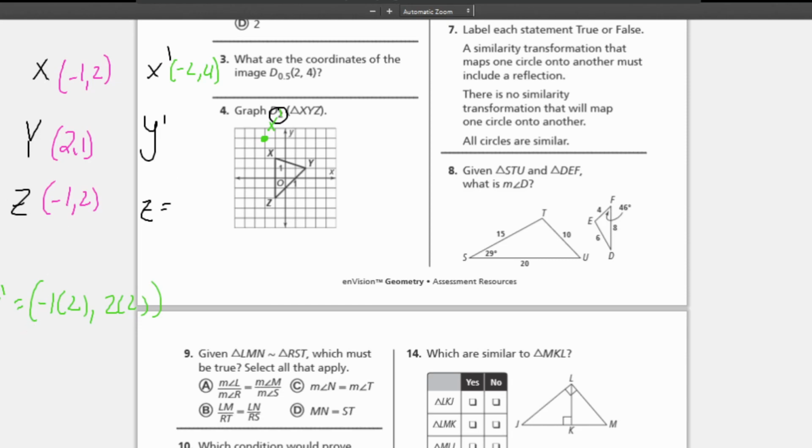Let's look at Y prime now. Y started at (2, 1), so I'm going to multiply that by my scale factor of 2, and I'm going to multiply the other coordinate by my scale factor. Here I'm going to get (4, 2). If the order in which I wrote these is confusing, just remember, the order in which we multiply does not matter, and we're going to get the same answer. This is (4, 2). So let's go out to 4, 2, 1, 2, 3, 4, 1, 2.